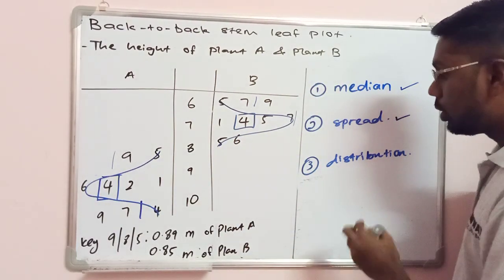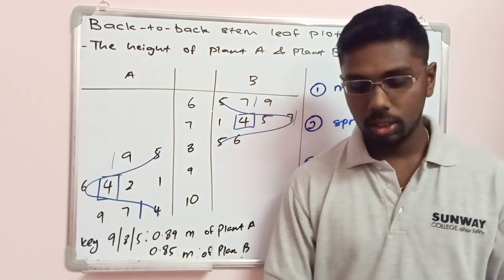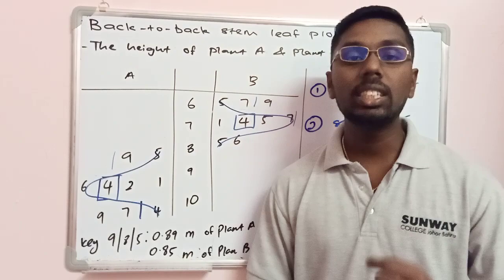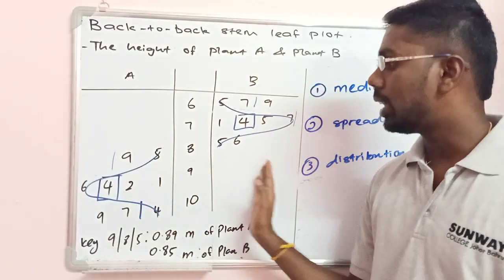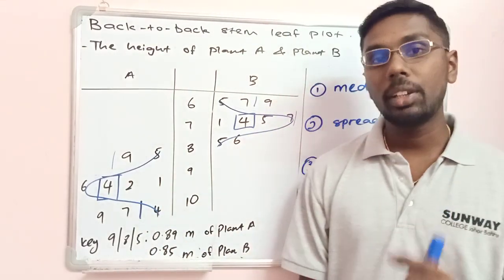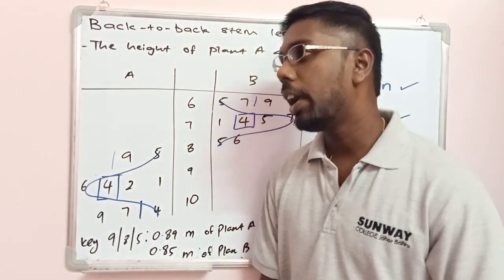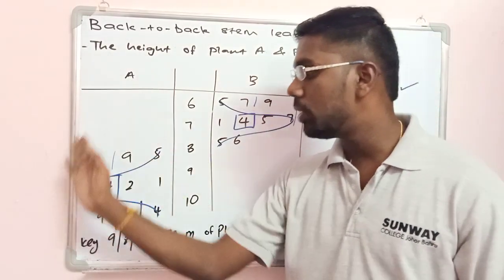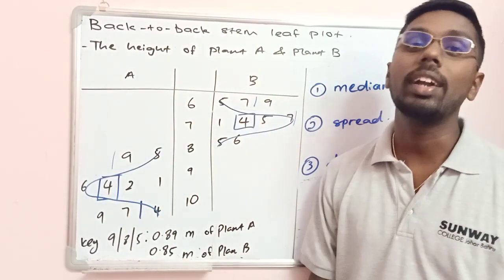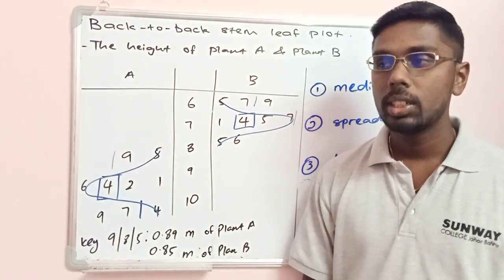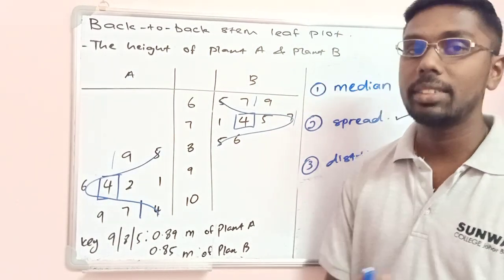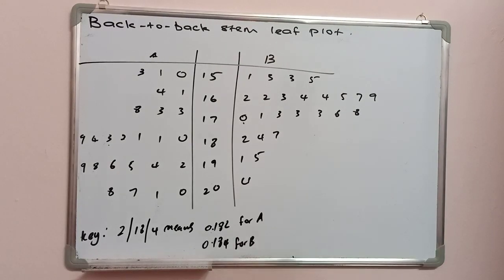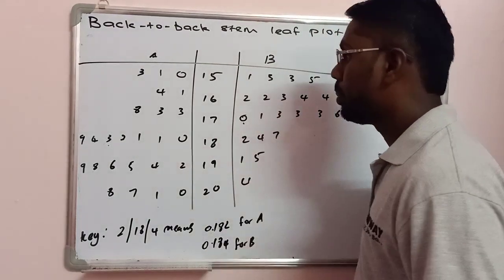and for B, also symmetry. So for distribution, you can say both the data show a symmetry distribution. I repeat, both the data show symmetry distribution. If you have other than that, for example, a negatively skewed, then you can explain this data has a negatively skewed distribution and this data is a symmetry, for example. Okay, so let's now look into another example.